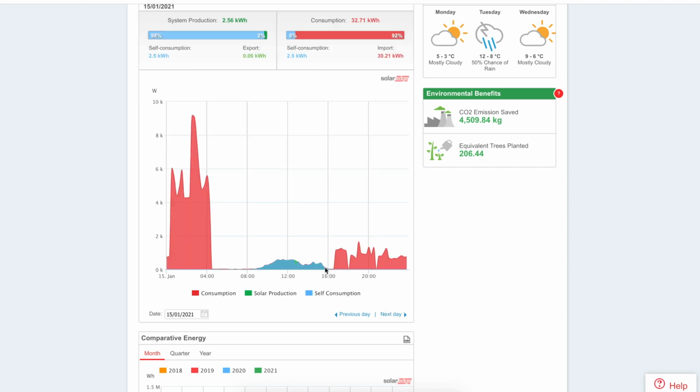Onto the 15th, usual pull in the morning, again, only 2.56 kilowatt hours of solar generation. This January really is pretty poor. And then we're obviously pulling from the grid from about 4:30.